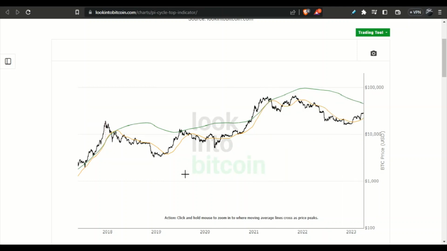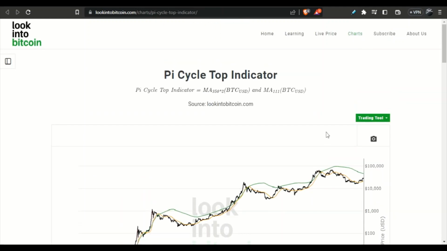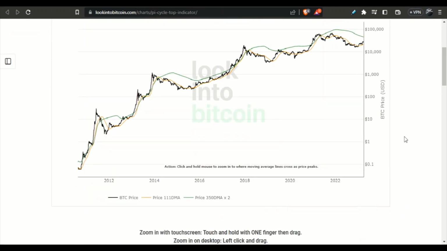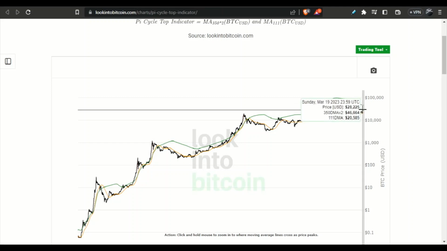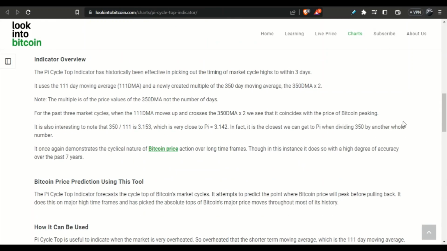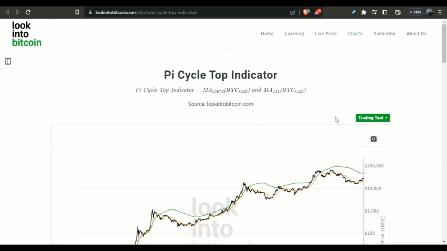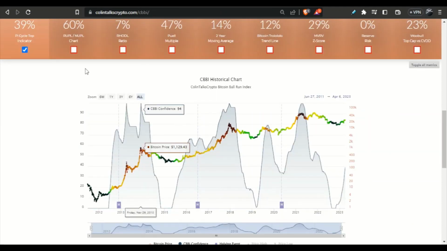So those are the main conclusions that I get from the Pi Cycle Top indicator, which tells us we're still way from the top. We're nothing near the top, and this is only one indicator. If you want to know more about this indicator, you can always go and check. So this would be more information, of course, about it, and do your research about it.